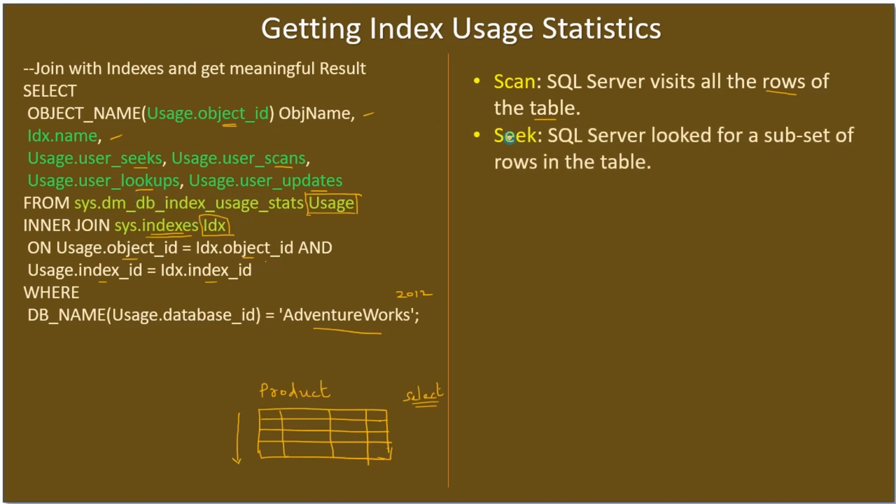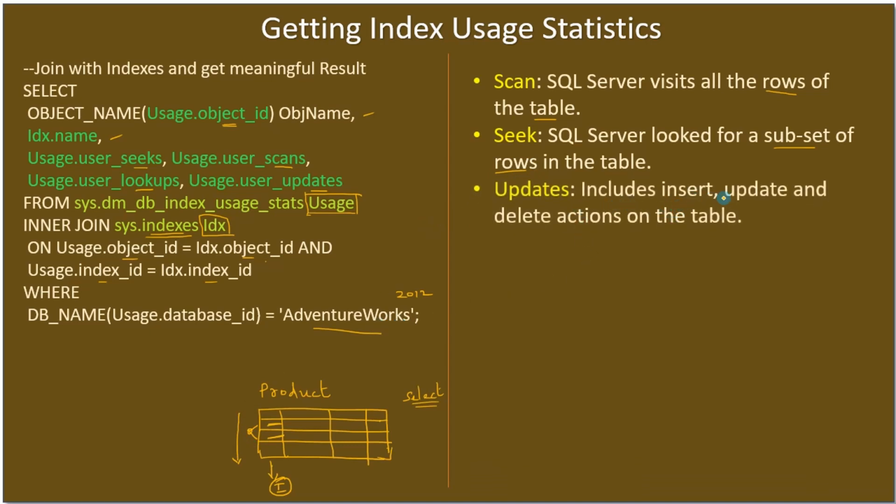Next, if you say seek, SQL Server looked for a subset of rows in the table. Subset means here we may be using a where condition to pick a specific record, and let us say this is the indexed column and we are collecting statistics for this. So scan means visit all the rows, seek means compare and get only the selective rows. That is what is called seek.